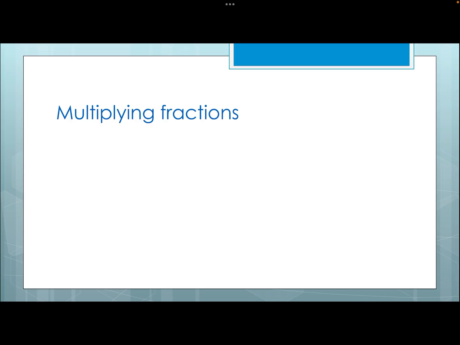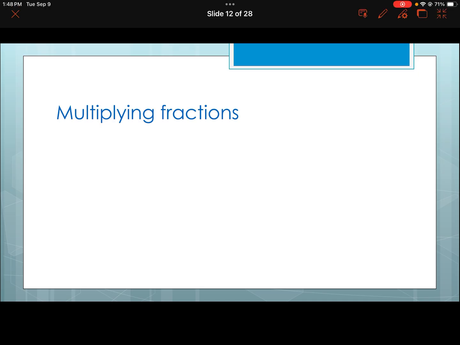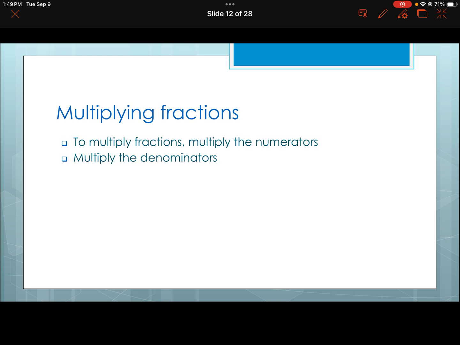Okay, multiplying fractions then. Multiplying fractions is one of those things that people find so easy that they forget how to do it, because they can't believe it's that easy. And then our brains being our brains, we don't remember things that are that easy, and we kind of get confused with other stuff. So here is how you multiply fractions. You multiply the numerators, then you multiply the denominators.